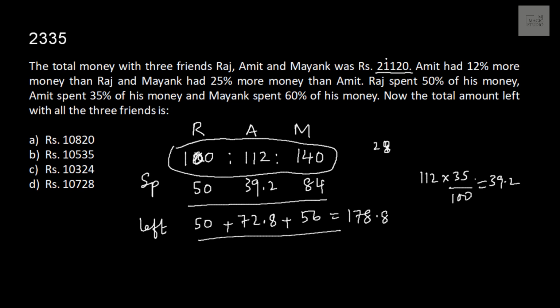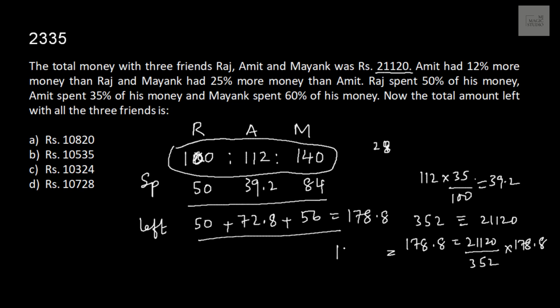352, now we know that 352 means 21120, then how much is 178.8? It would be 21120 by 352 into 178.8. On solving, the calculator value which I am getting is 10728. I have used a calculator for this, don't mind. So option D is 10728, and that is our answer.